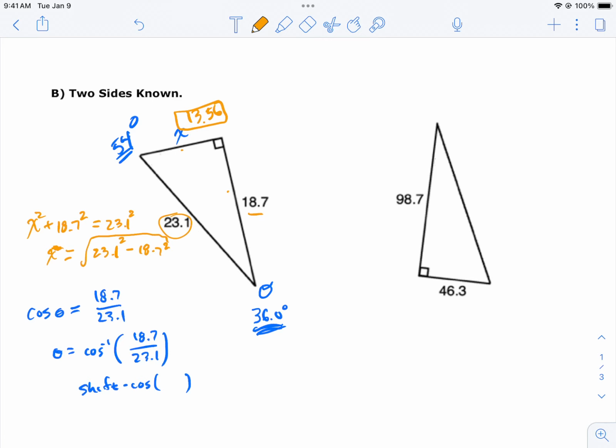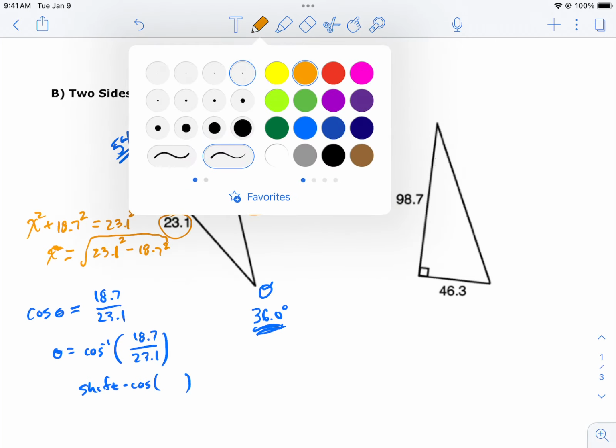Okay, but anyway, you get the idea. I had to use my SOH CAH TOA to get one of the angles, and after that I didn't really need it anymore. I just used Pythag, and I knew the two acute angles added to 90.